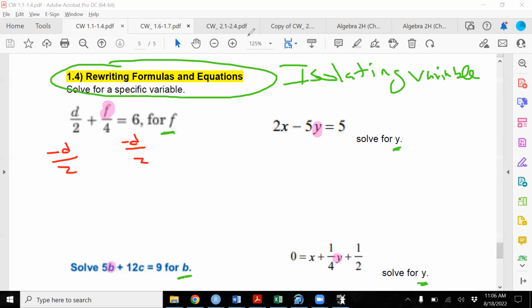So now I get this. I get f over 4 equals 6 minus d over 2. Now I'm just one step away. What's my final step? Multiply by 4. Of course, you got to multiply everything by 4 on the other side. So I mean, you still can make a mistake, obviously.